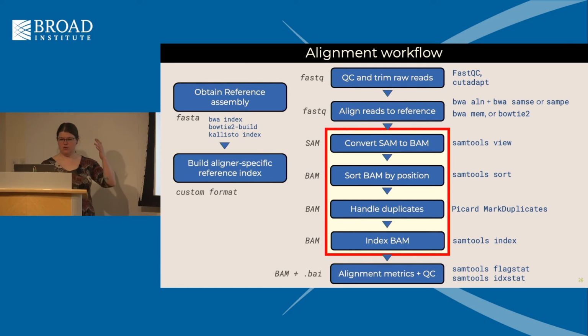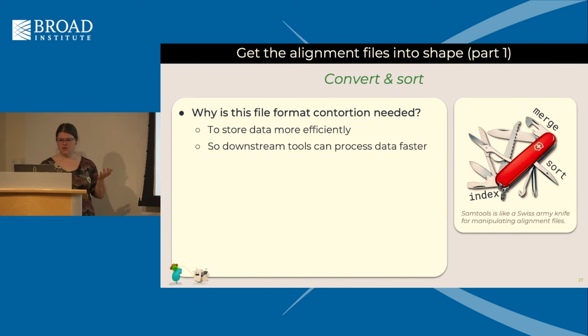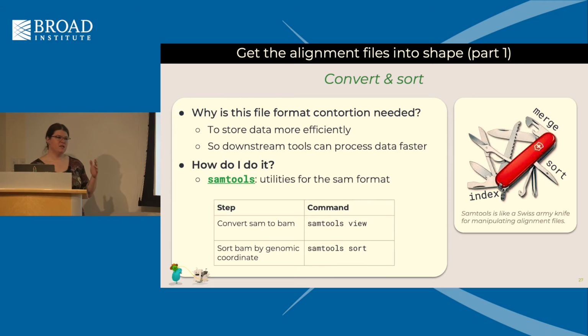Okay, so now we're going to go through this: you've got your alignments, and how do you get them into a form that you can do additional downstream analysis? So you need to convert and sort. We do SAM to BAM, and some aligners will do this for you automatically. It's partly because we don't have a lot of space. Space is a consideration. So how do we handle this?